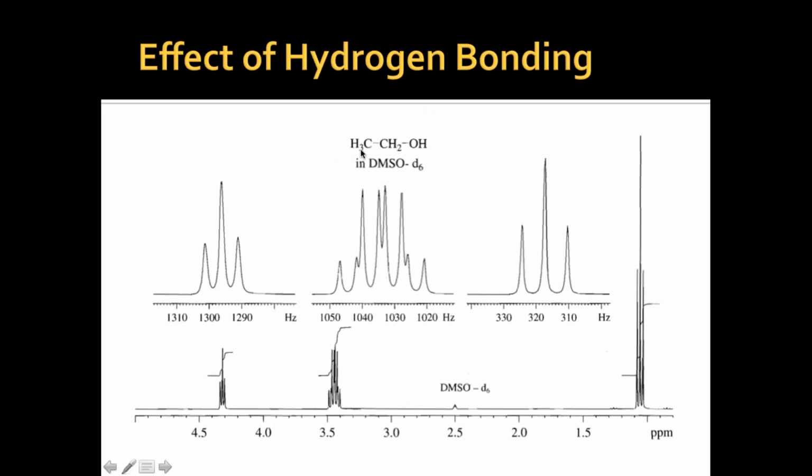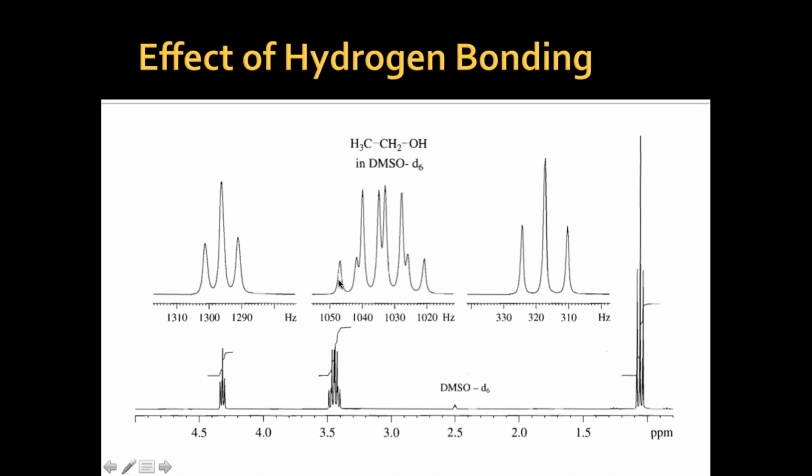Let's see. First, CH3 will show a triplet because there are two hydrogens in the neighbor. You can see the triplet. CH2 will not show just a quartet, it will show more than that, because CH2 is in the influence of CH3, which is in the influence of OH. So total 4 protons, 4 plus 1, 5. So 5 hydrogens means pentet. See 1, 2, 3, 4, 5. So 3.49 is the pentet.